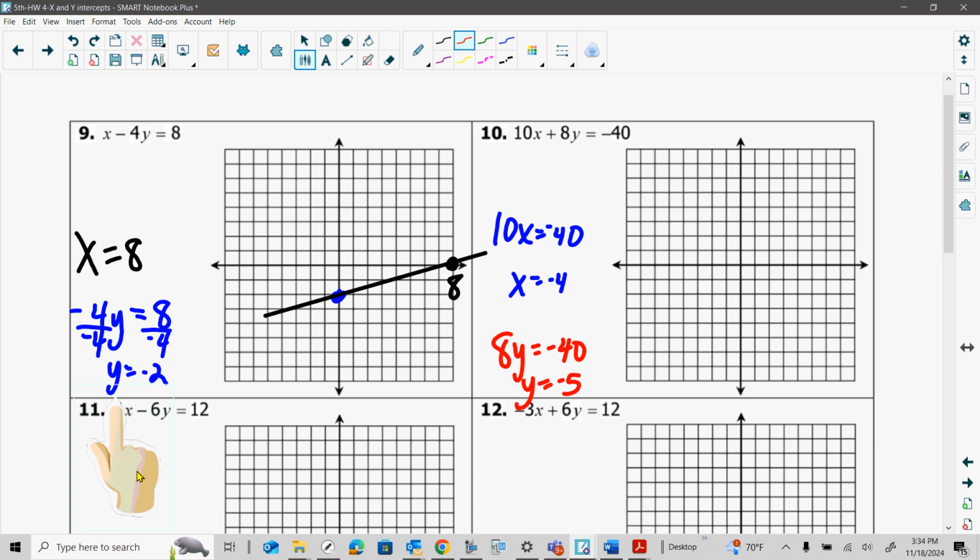Watch your signs. This is like on number 11. When you solve for y, this is -6y equals 12. Versus when you cover up here, I'll make that a little bit bigger, it's going to cover up this negative and the variable.